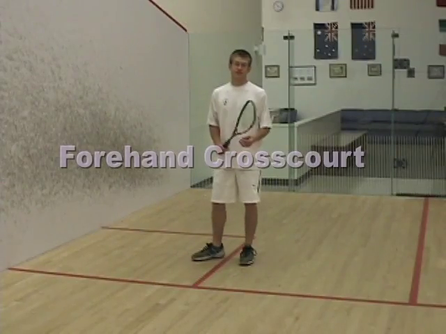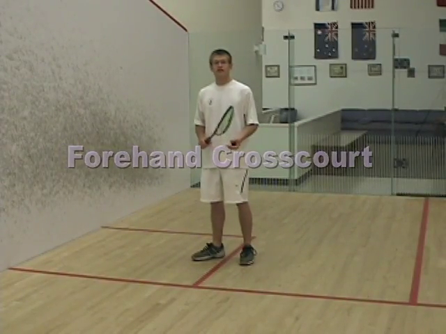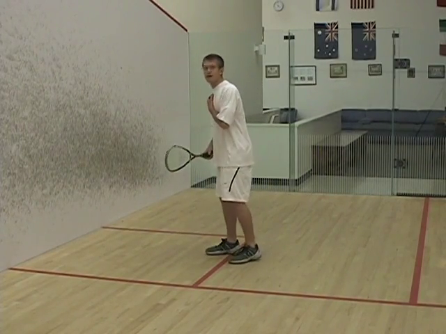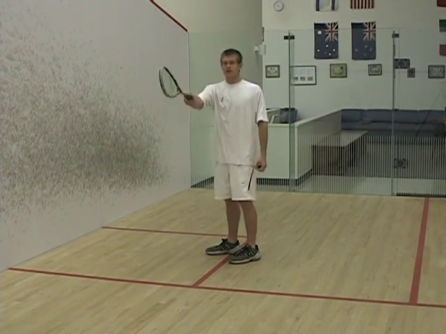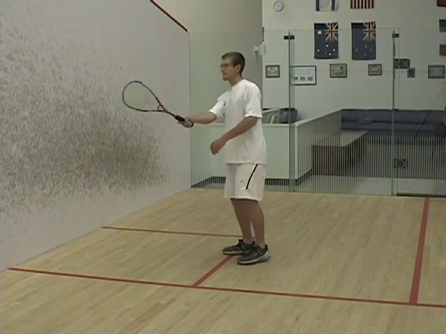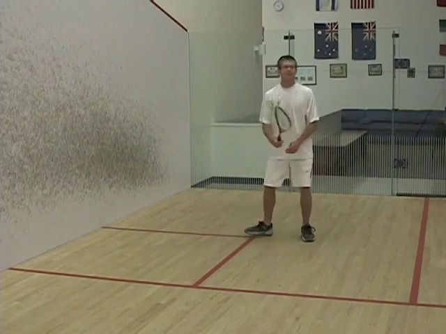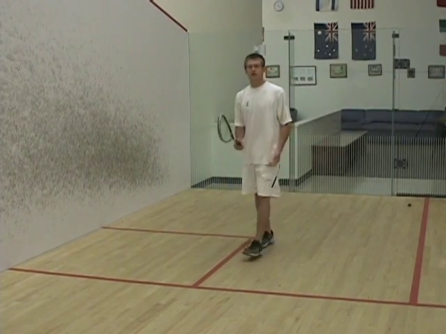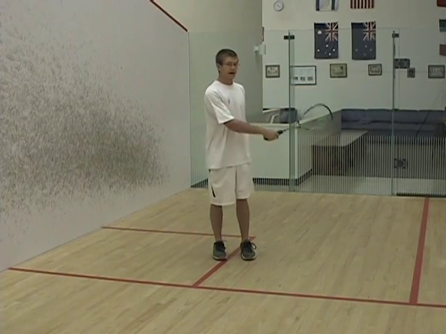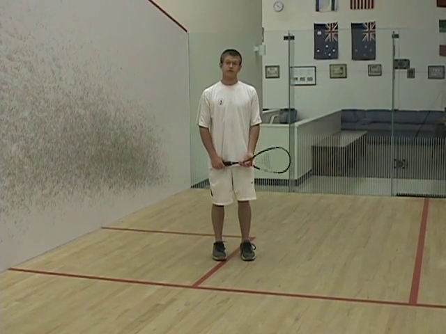Another very good shot you should have in your arsenal is the cross court. It's a very simple shot, very similar to the forehand. Basically, you want to keep your shoulders parallel to where you want to go when the ball is coming off the front wall. Here's an example of a cross court. Ideally, you want the ball to go off the front wall and then off the opposite side wall, so it goes into the back corner of the other side and it's hard for the opponent to retrieve.